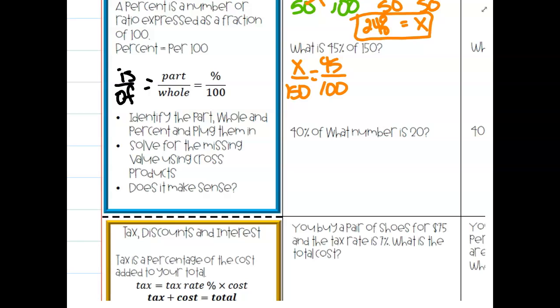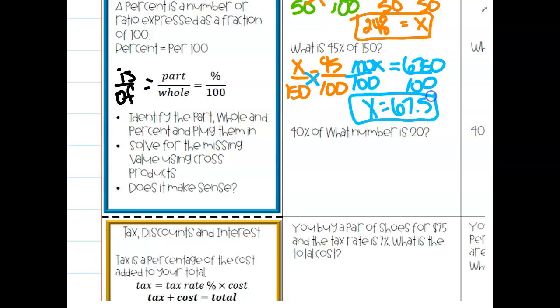Remember, guys, when you multiply up and across, these are equal to each other. So you're going to take x times 100, which is 100x. You're going to take 45 times 150, which gives you 6,750. And then to solve for x, we're going to divide by 100, which just moves that decimal 2 places. So you get 67.5. Now this isn't a percent, so your answer is just 67.5.